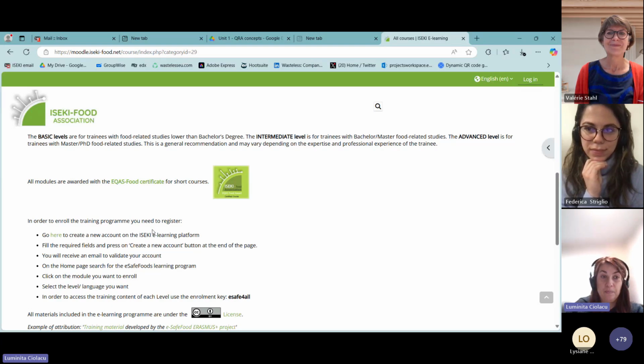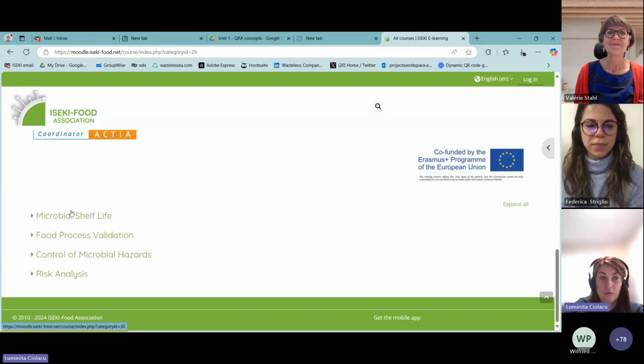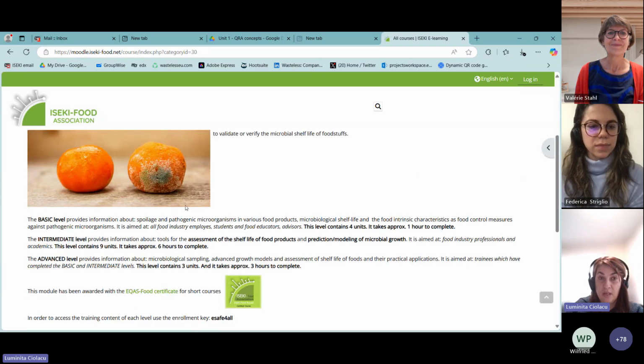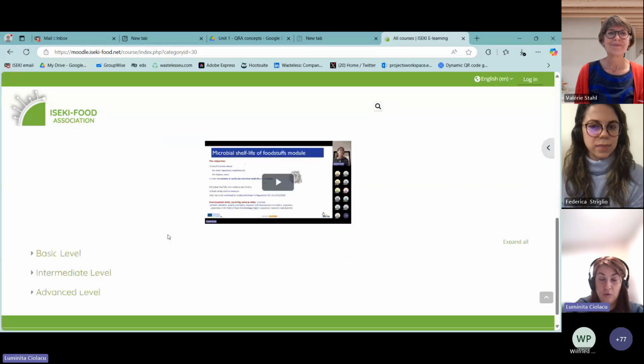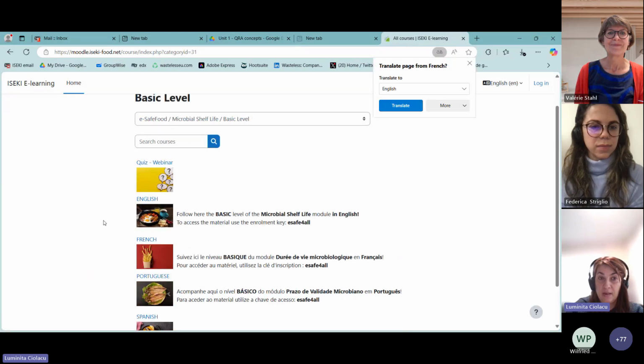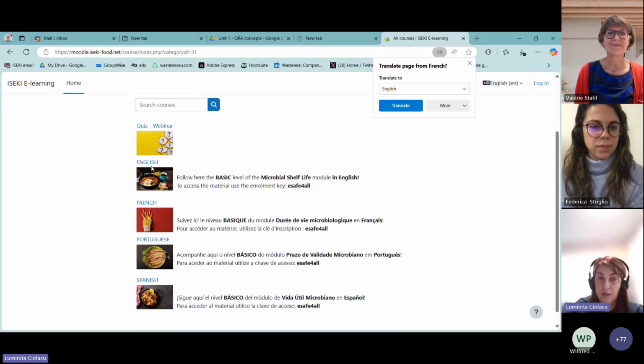First of all, you need to create an account. If you look on the right side, for me it shows login, but you can also create an account by accessing it. For example, if you go to the microbial shelf life module, you will see the general description of the module and the levels that we have. For the basic level, we have the English version, but also French, Portuguese, and Spanish translations.